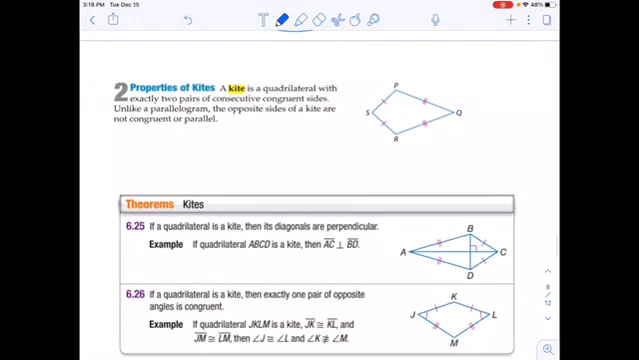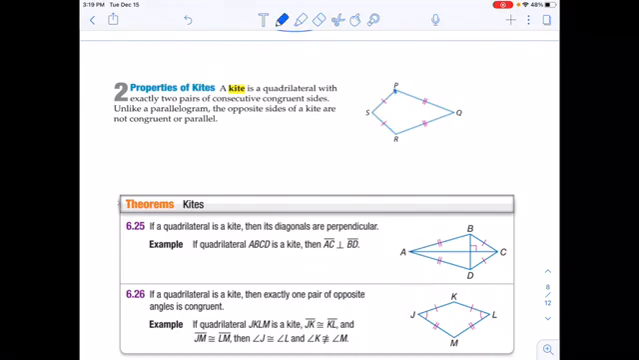Now we are going to move on to properties of kites. A kite is a quadrilateral with exactly 2 pairs of consecutive congruent sides. Recall, rhombuses have all sides congruent, but they also have consecutive congruent sides. So once again, we had to know a rhombus was first a parallelogram before we could say it was a rhombus, because maybe it could have been a kite. So unlike a parallelogram, the opposite sides of a kite are not congruent or parallel. It's none of those things.